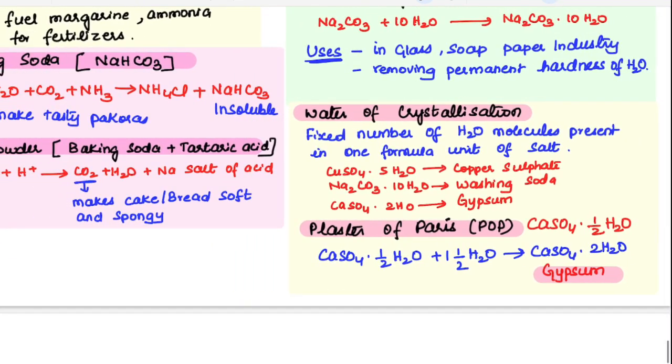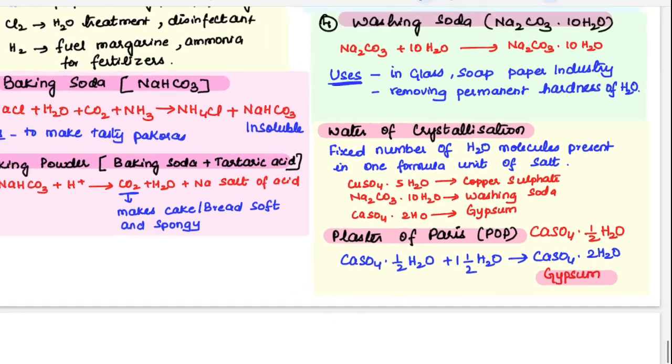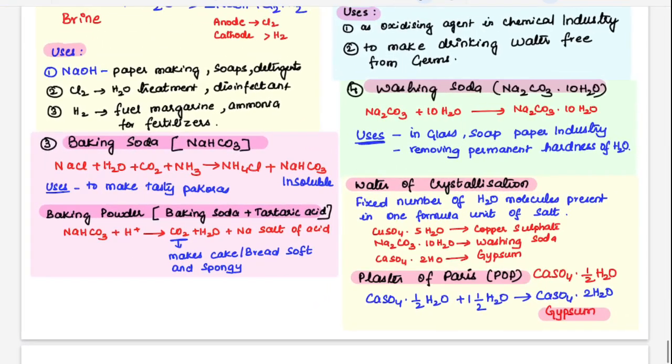And then plaster of Paris. So plaster of Paris, the formula will be calcium sulfate half times water. So when calcium sulfate half times water, that is plaster of Paris, when you are mixing with water, it becomes gypsum. So gypsum formula is calcium sulfate 2 times water molecule. So this is about the second chapter, acids, bases and salts.